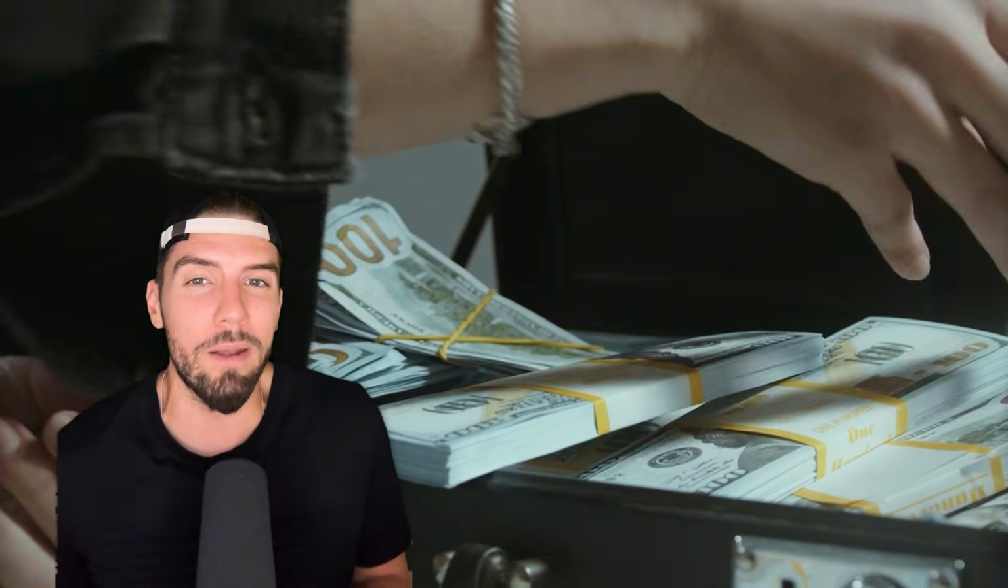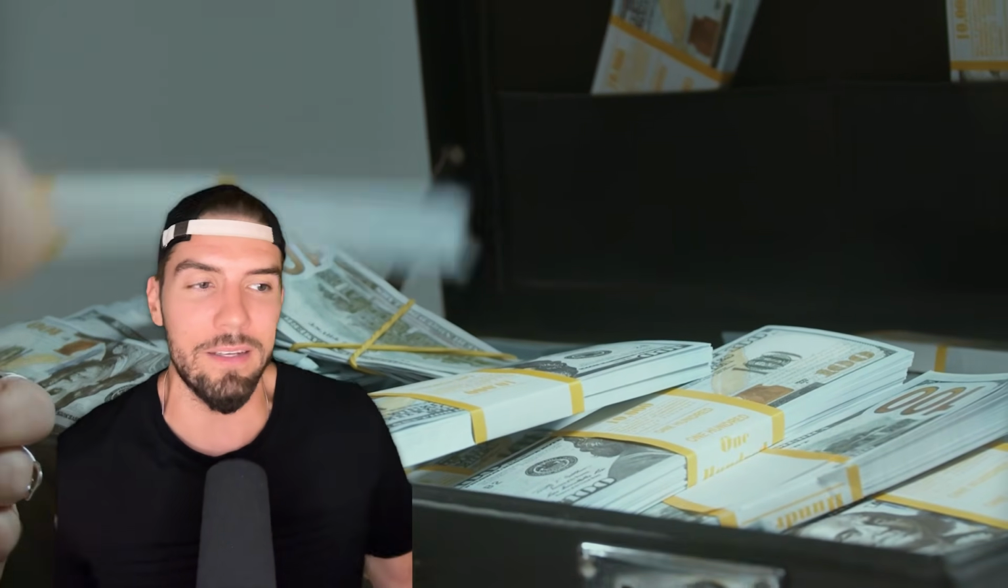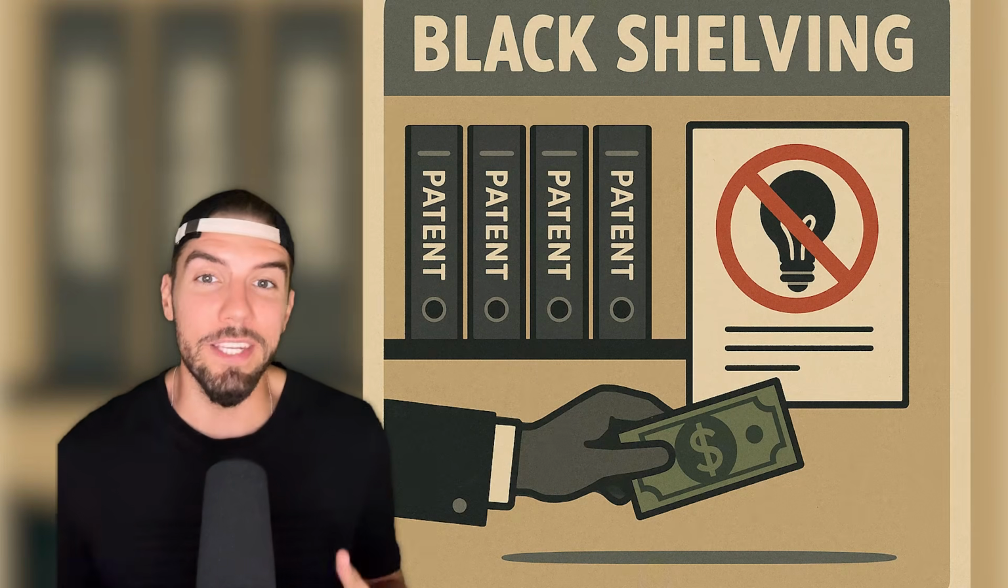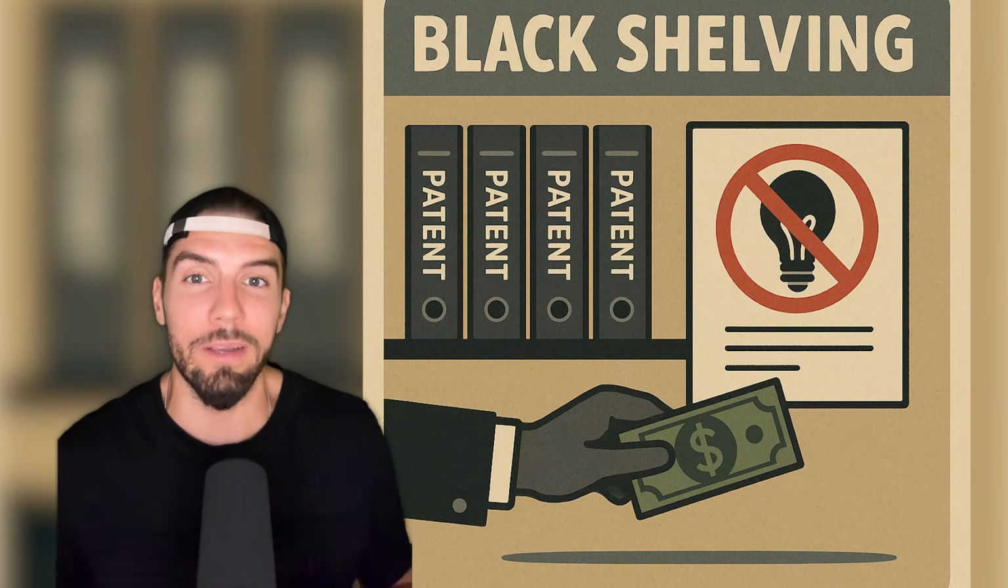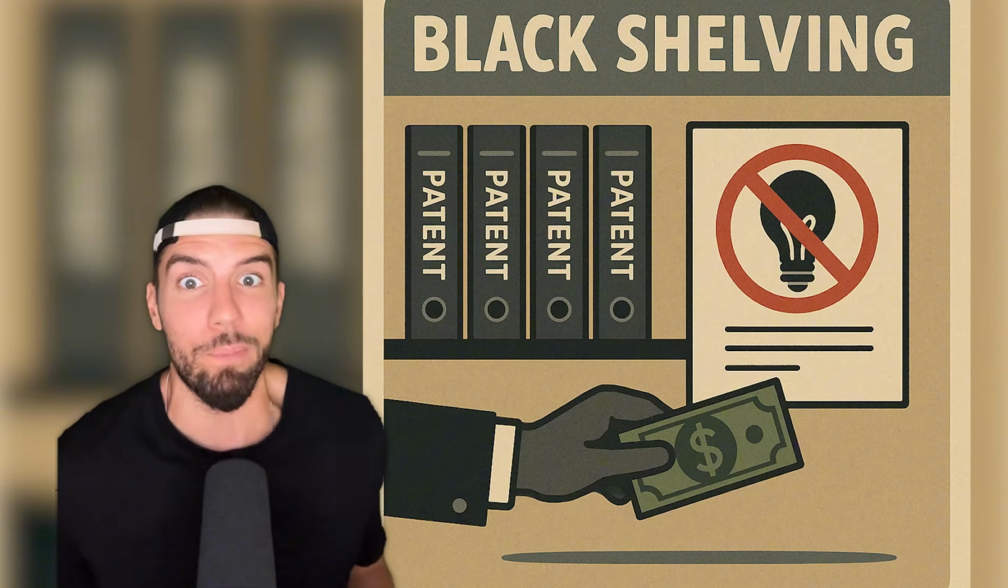Now, if a big company can't lobby a reason to invoke this act on a patent that happens to be detrimental to their wallet, they can simply offer the inventor a lot of money to outright buy the rights to their technology patent and just never put it to use. This practice is known as black shelving, buying patents for the purpose of never putting them to use.